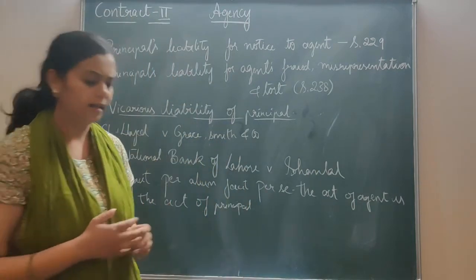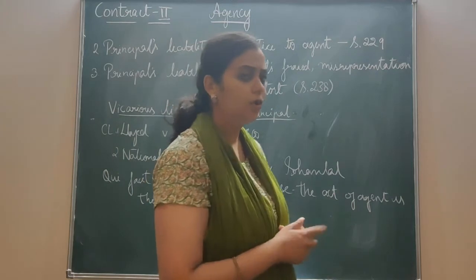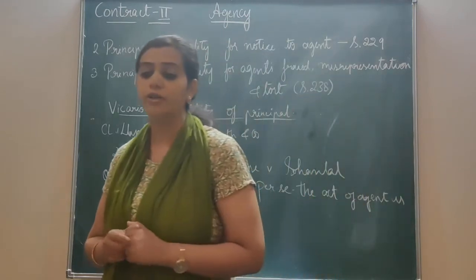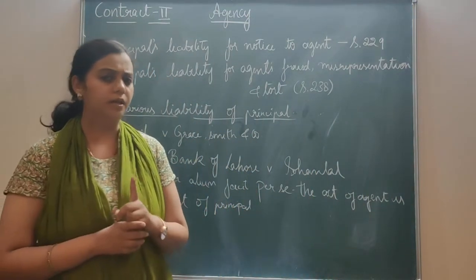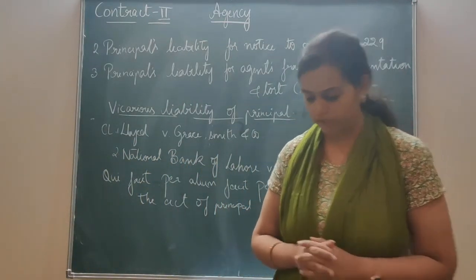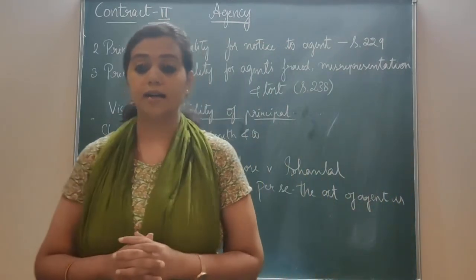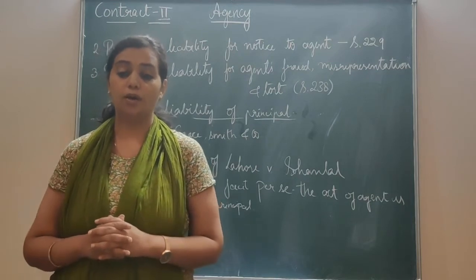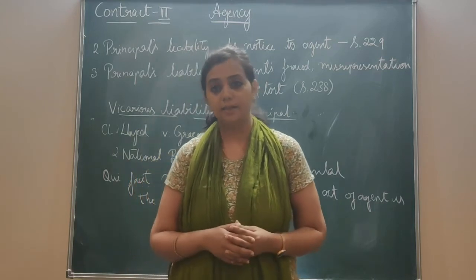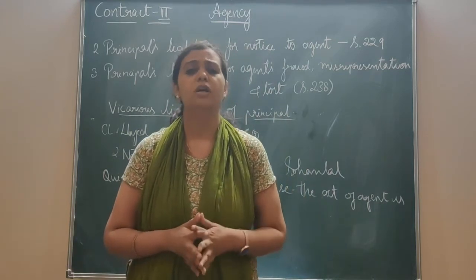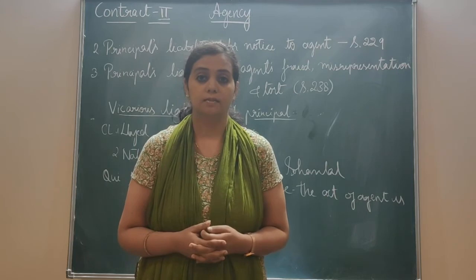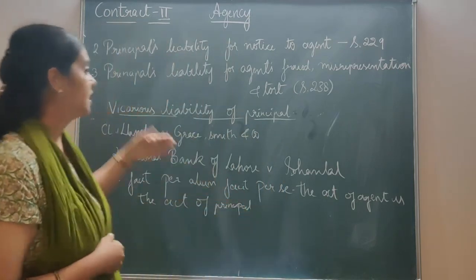Then later, A, the agent, learns that this person C is not the real owner, and there's a person D who is the real owner of these goods. But B, the principal, is ignorant about this fact. Now what are the consequences? B is not entitled to set off a debt which C owes him against the price of goods. He cannot set off those debts which he is supposed to get from C. Clear with this? That is what it says under section 229.